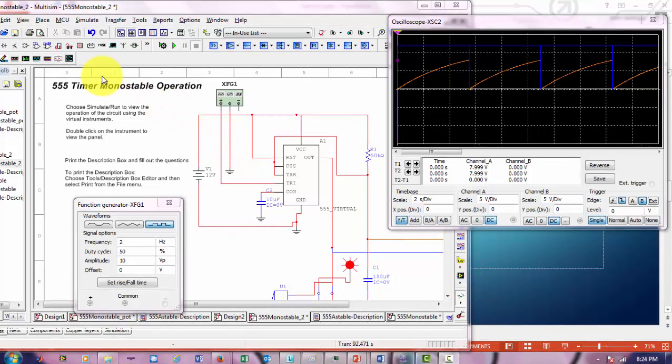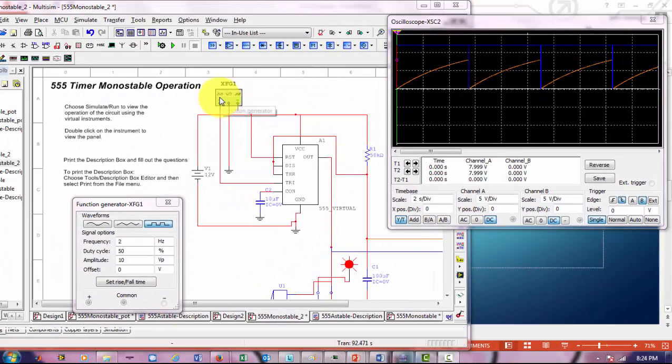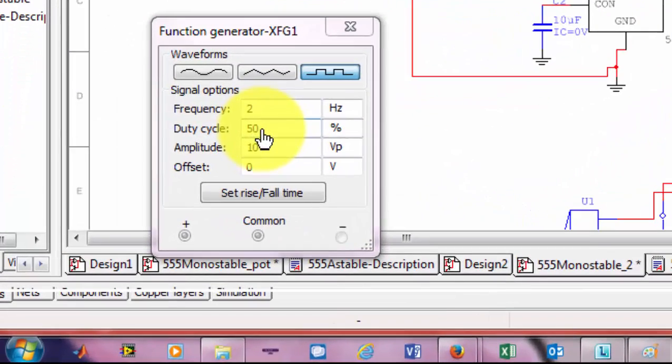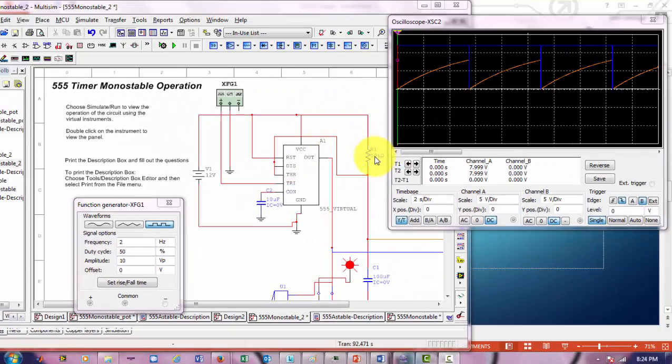So here's a monostable operation. Again, this is from Multisim where I got rid of the R2 resistor, so we have a resistor R1 of 50 kilo ohms and a capacitor C1 of 100 microfarads. Notice I have put a signal generator here. It has a starting frequency of 2 Hz, 50% duty cycle, and 10 volts V peak. And because of the formula 1.1 times R1 times C1, when you multiply the 50 kilo ohms by the 100 microfarads and then multiply it by 1.1, you get a timing delay of 5.5 seconds.